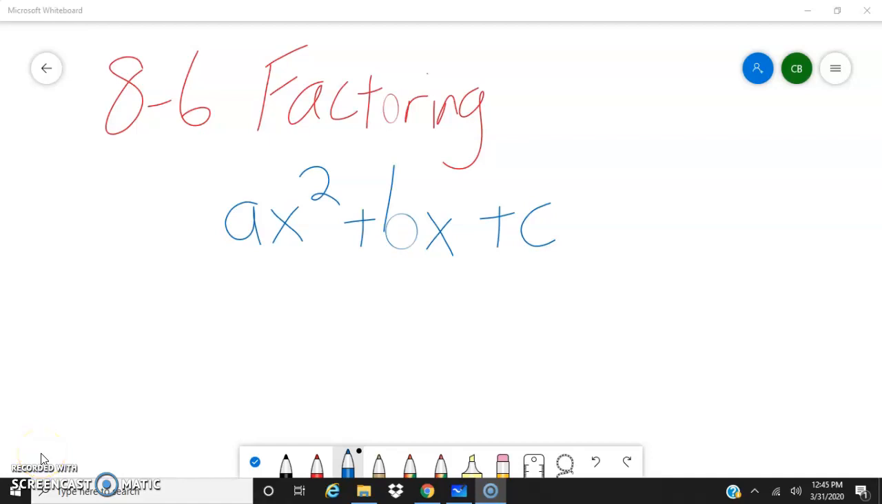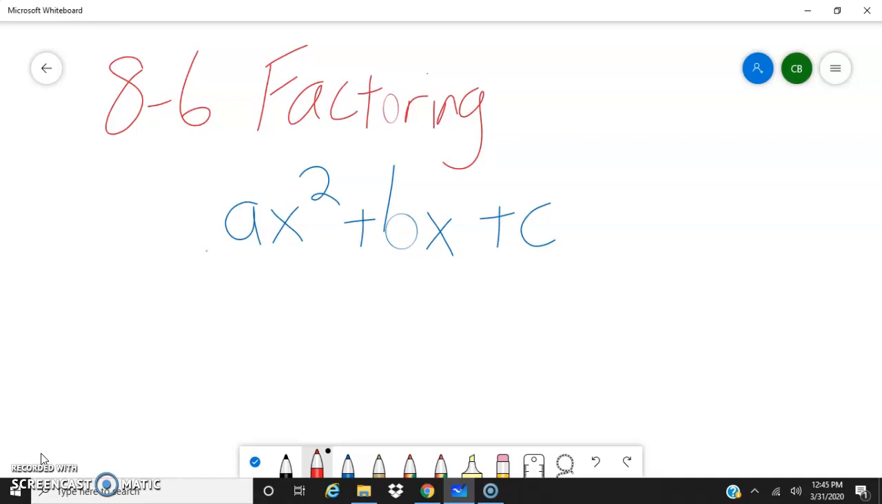Hello everybody, welcome back. Today's section is going to be on Chapter 8, Section 6, Factoring ax squared plus bx plus c. That form right there is the standard form of a quadratic equation. So, yeah, we're getting into quadratics today.